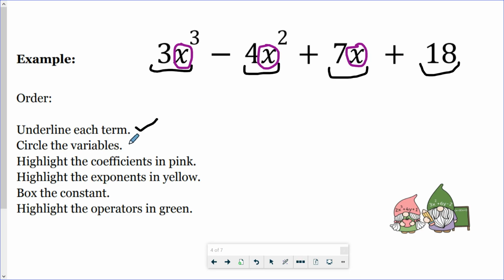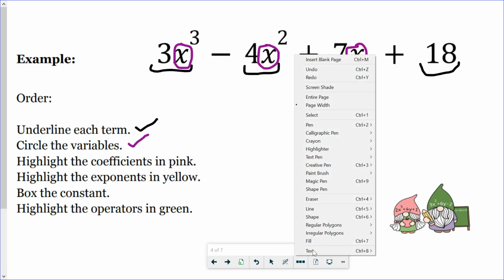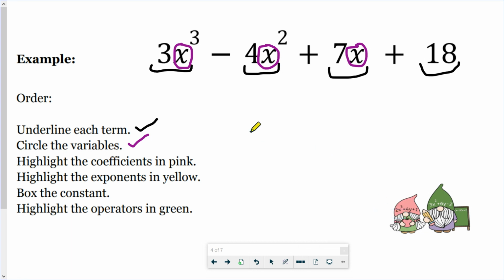Okay. Next thing I'm going to do, I'm going to highlight the coefficients in pink. Well, coefficient means the number out in front of the variable. So that would be 3 and 4 and 7. Okay. So I got that.